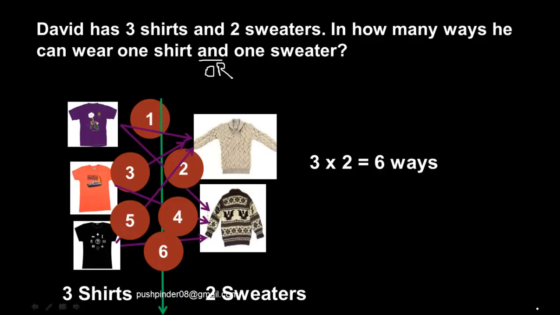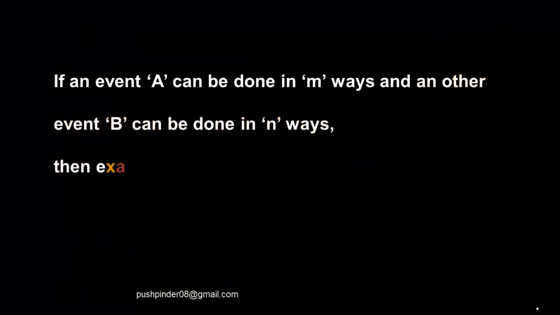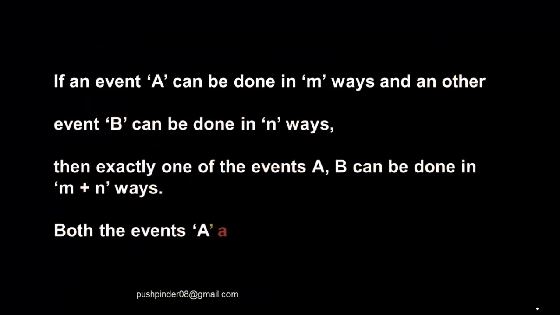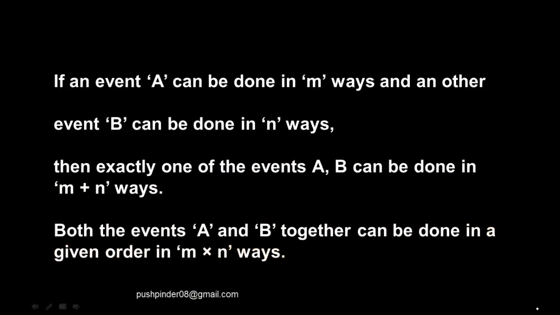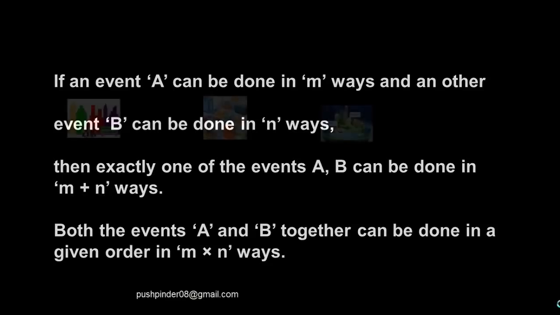If you want to wear either a shirt or a sweater, then there are 5 ways, and if he wants to wear a shirt and a sweater, then there are 6 ways. Right? So I hope everyone is understanding that if event A can be done in m ways and event B can be done in n ways, then exactly one of the events can be done in m plus n ways. If events A and B together are done, it can be done in m into n ways. Right? So I hope everyone is understanding. Till now it's pretty basic stuff. You must be knowing all this even before watching the video. So let's go ahead.